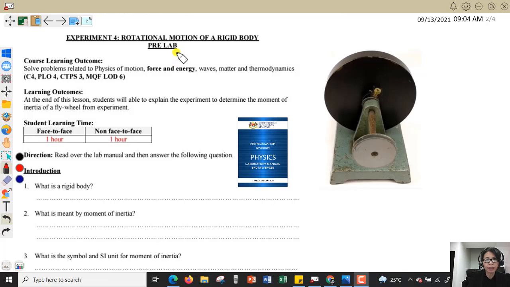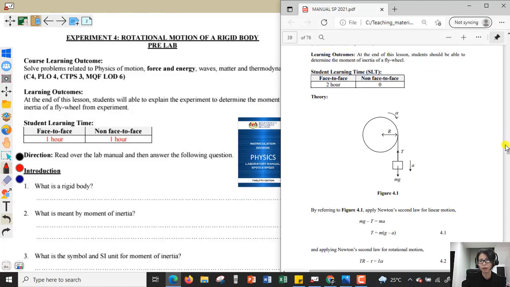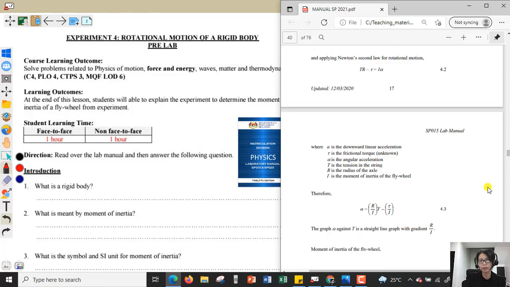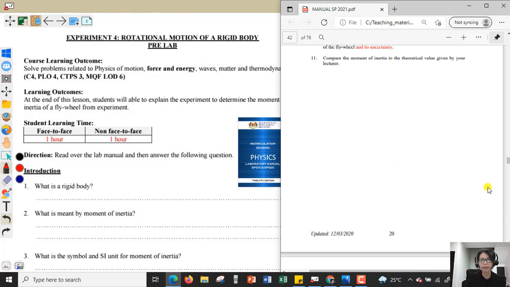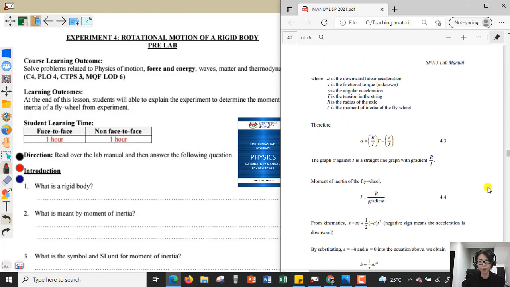Hello boys and girls, in this video we are going to have our pre-lab for experiment 4, rotational motion of rigid bodies. In experiment 4, we are going to determine the moment of inertia for a flywheel. A flywheel is a rigid body, so you might read over the lab manual and then answer the following questions in the pre-lab worksheet. You might refer to the lab manual page 17 until 20 for the theory, apparatus and also the procedure of the experiment.